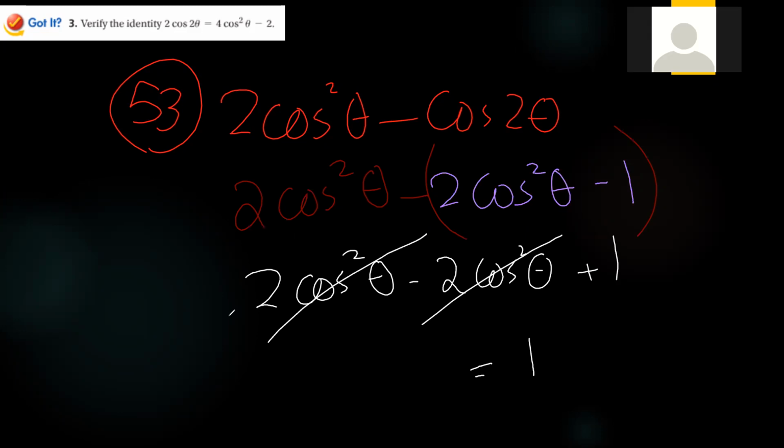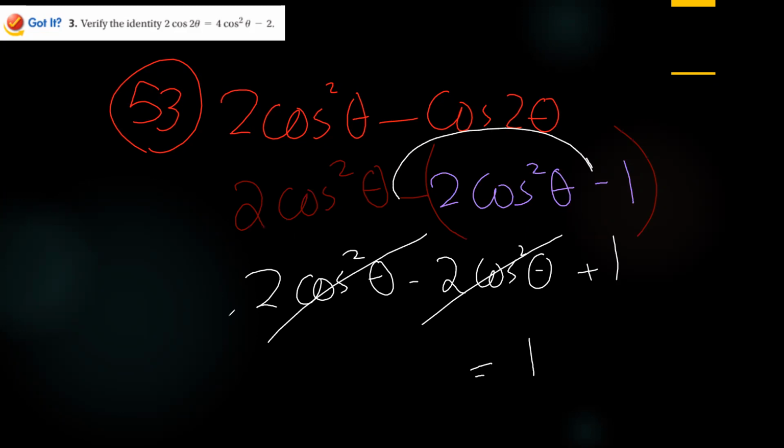Teacher, is it plus or minus? Plus, because here you have minus, and minus times minus gets plus. Teacher, the cosine 2 theta equals 2 cosine squared theta minus 1, is it from the Pythagorean identities? No, it's from the double angle identities. Oh, okay.